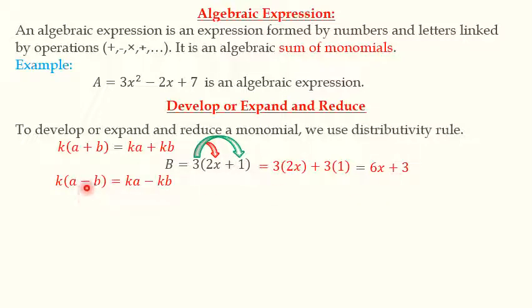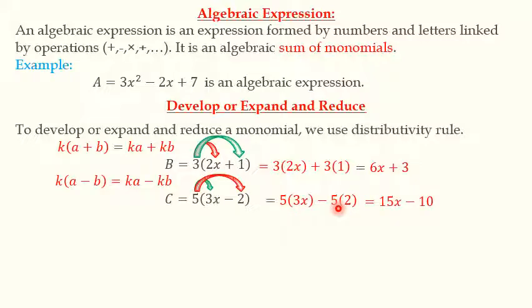Now, what if we have subtraction instead of addition? We apply the same rule. It's K times A minus K times B. And we know that I can write K times B or simply KB. For example, 5 into 3x minus 2. What should we do here? We should multiply 5 by 3x and then multiply 5 by 2, and there's a subtraction sign between them. 5 times 3x is 15x, minus the product of 5 by 2, which is 10. So the answer is 15x minus 10.